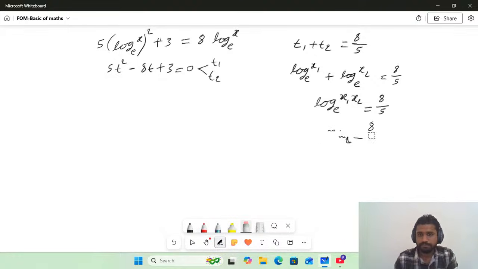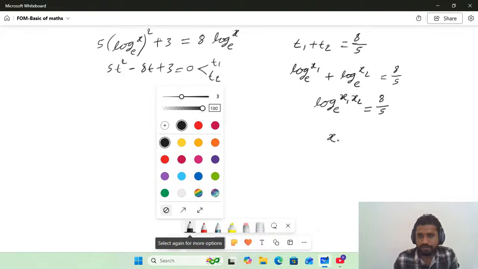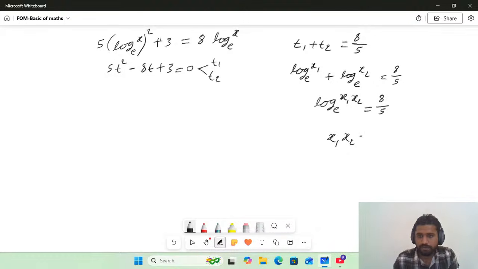Okay. So what is the value of x1 x2? x1 x2 equals e power 8 by 5. So this is the answer for this question. Okay, clear with this PYQ?